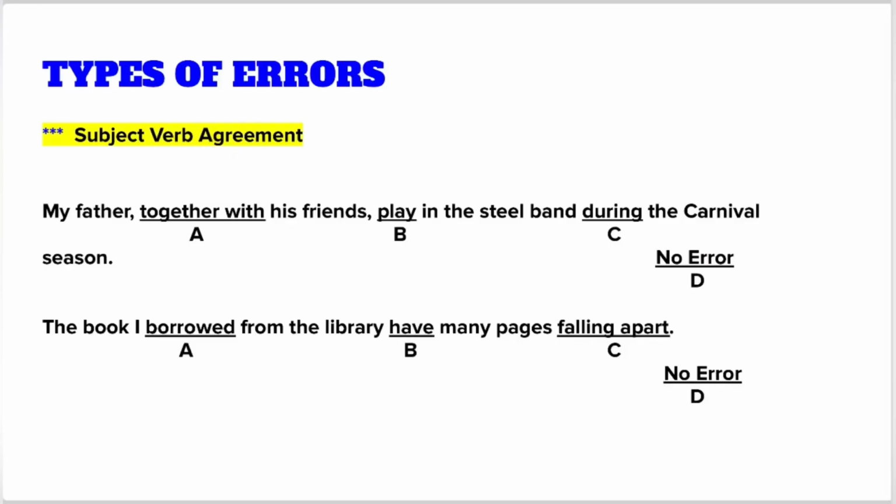One possible error is that of subject-verb agreement. For example, my father, together with his friends, play in the steel band during the carnival season. Here, my father is a subject, therefore the verb should be plays. So the error is B. Next one, the book I borrowed from the library have many pages falling apart. The book is a singular subject, therefore it should have taken a singular verb, so the have should have been has. So the error is B.